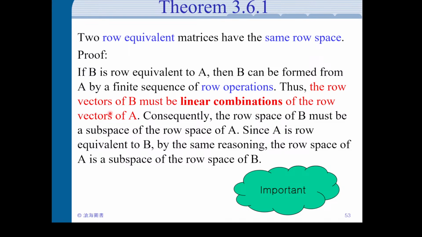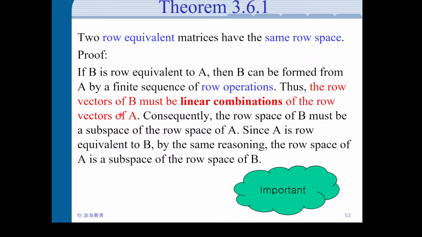The proof is quite simple. Let's say B is row equivalent to A, so we can go from A to B by doing a whole bunch of row operations. But if you think about what row operations are, you swap two rows, or you multiply a row, or you add a row to another row, and all those are linear operations. So when you do row operations from A to B, you are just doing linear operations on rows of A, and so rows of B will be just a linear combination of rows of A.